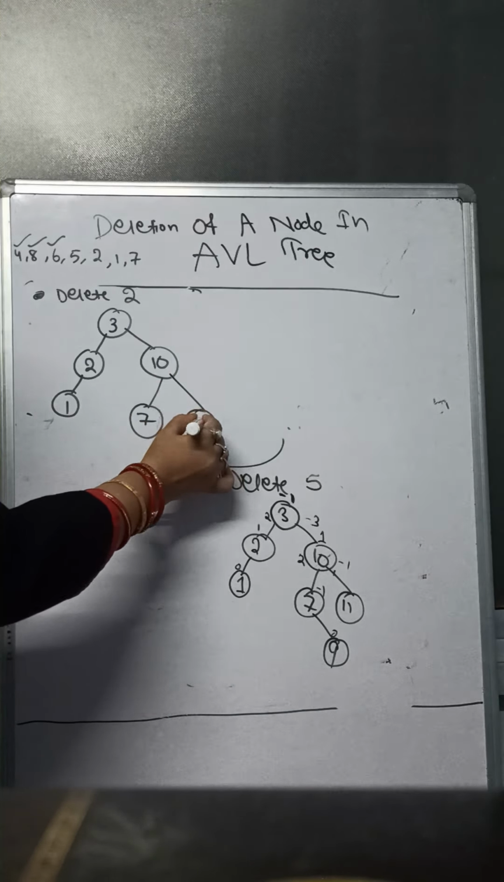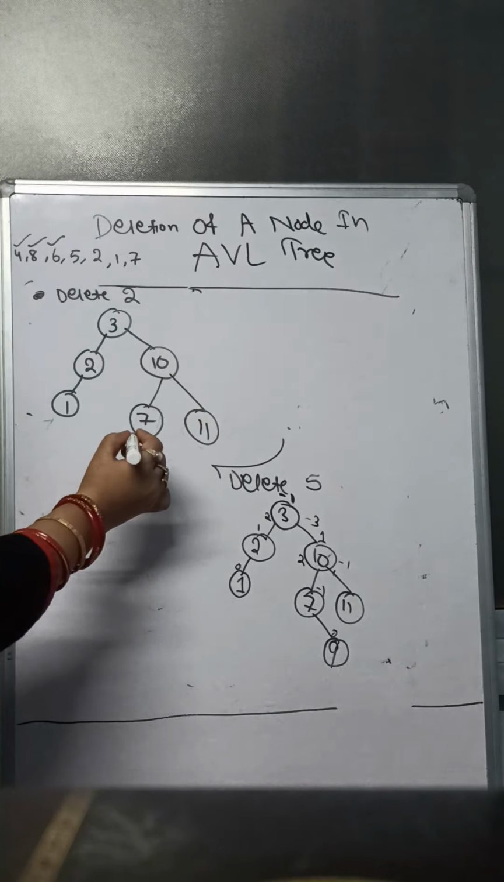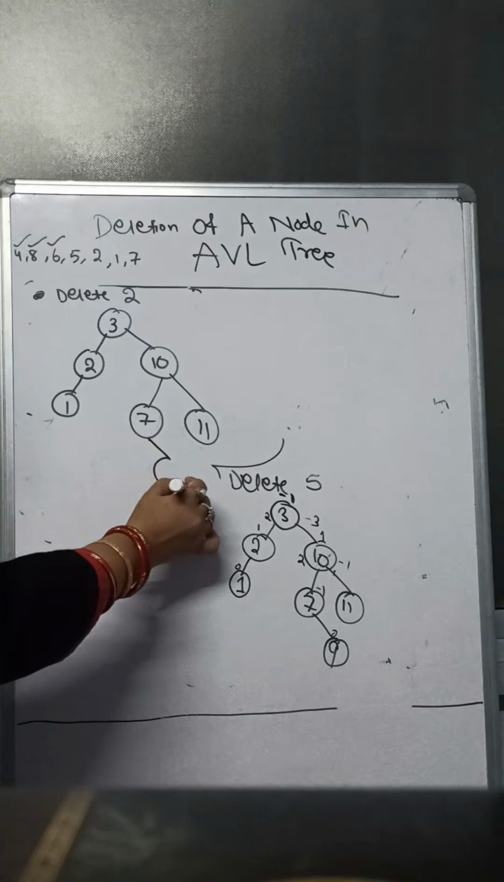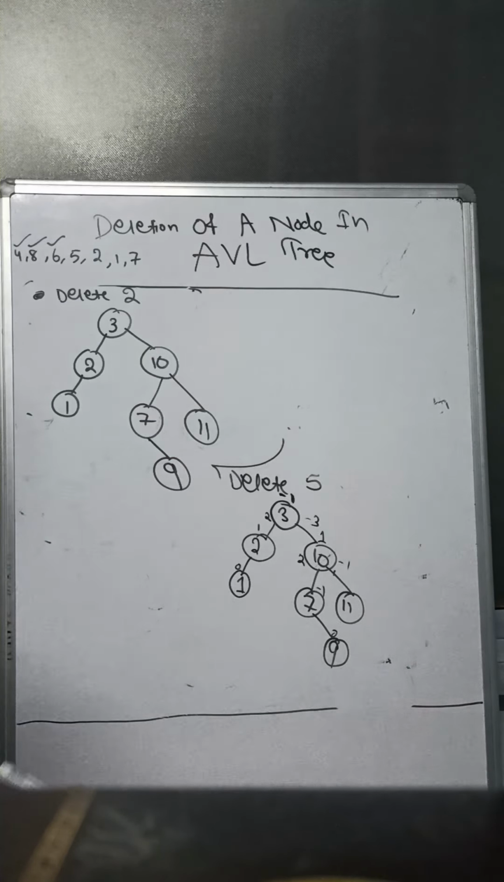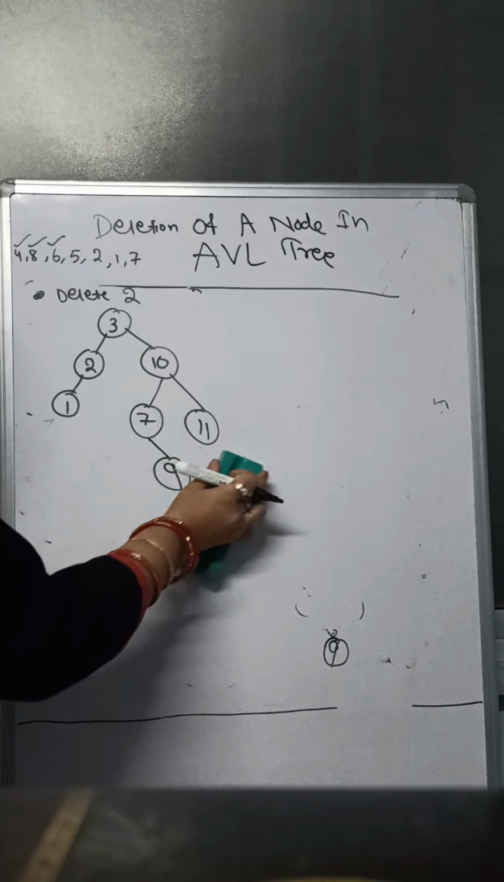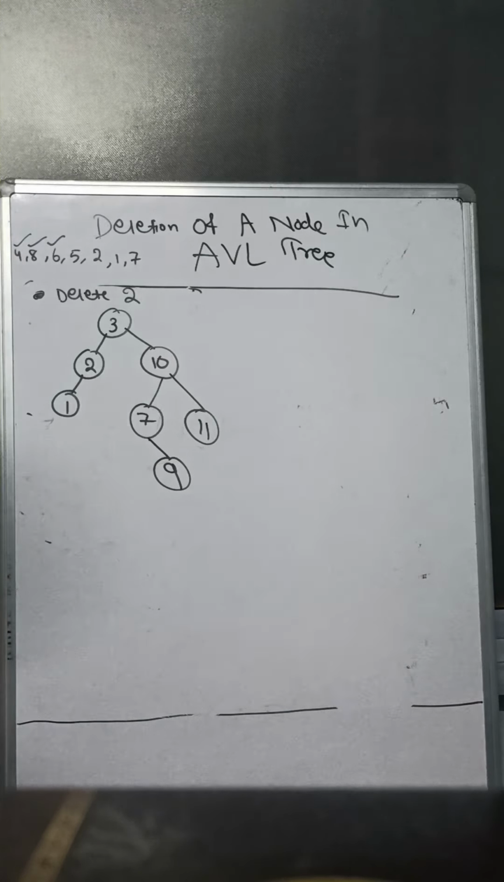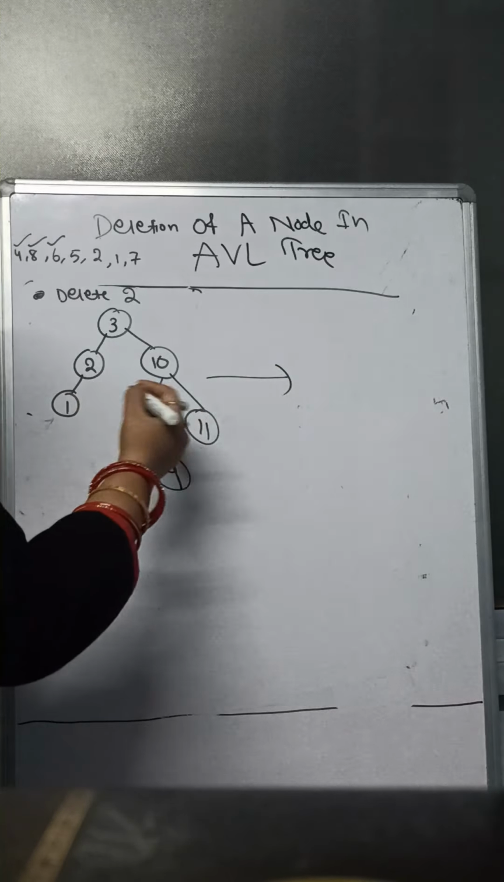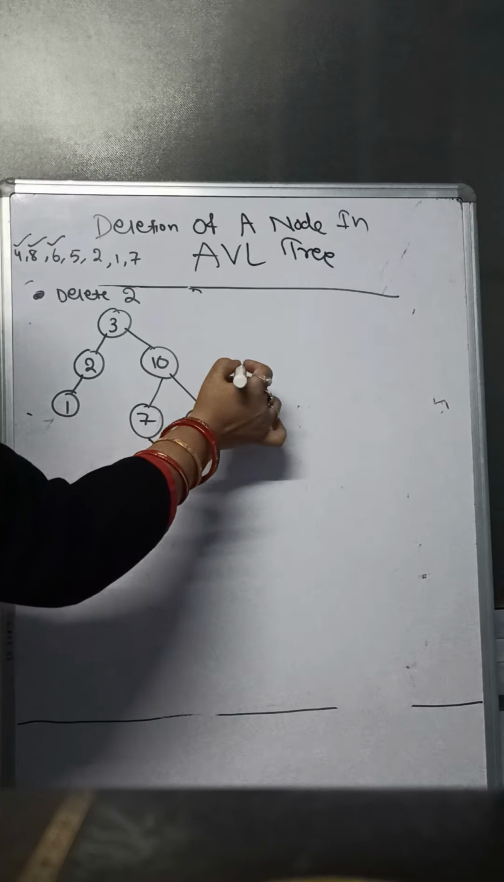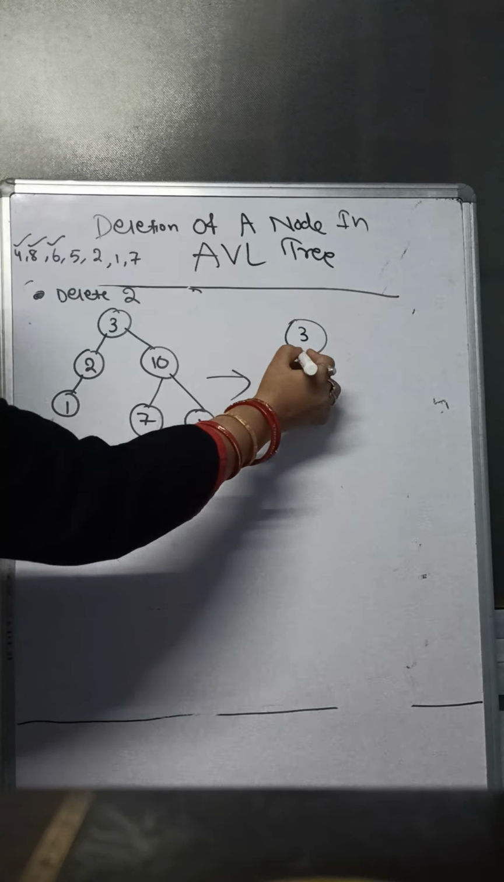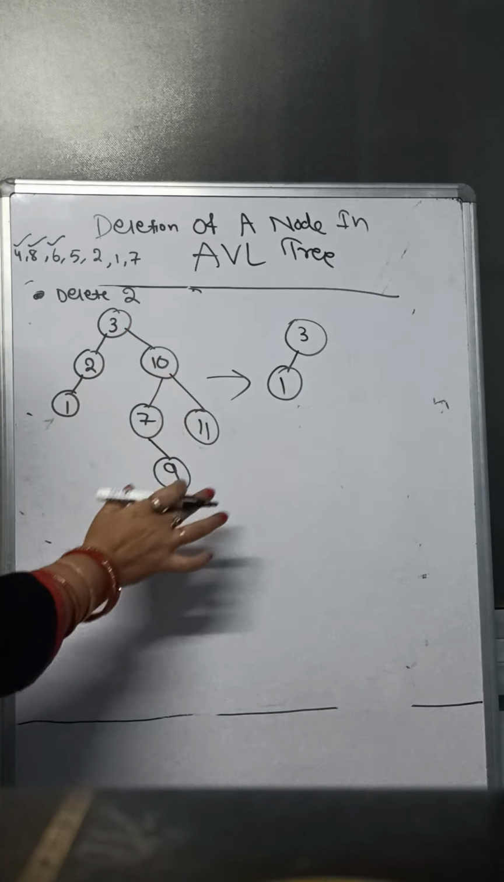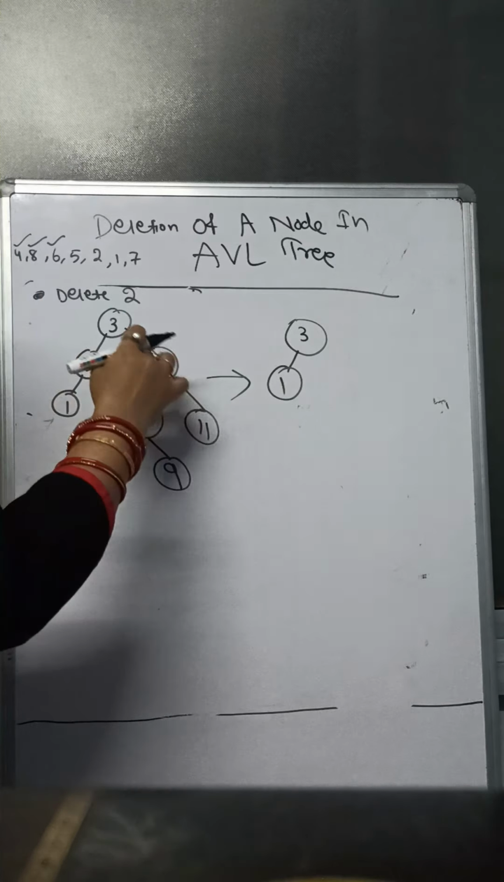7, 11, then your 9. Okay, so I have to delete 2. When 2 is deleted, how will the tree look? 3. Till now my tree is balanced. Okay, I have deleted 2.